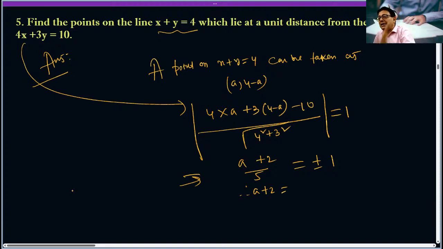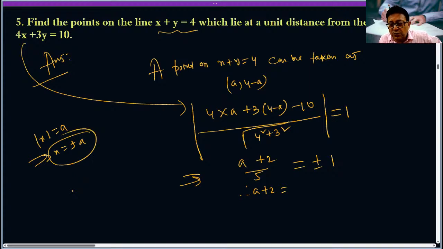Okay? This is true for algebra, for set theory, for function. Mod x equal to something means when you remove it, put plus minus there. Mod, if you want to remove. So unit distance, say 1. Yes. So x is plus minus. So a plus 2 will be plus minus 5.